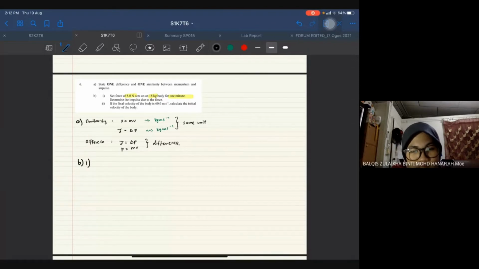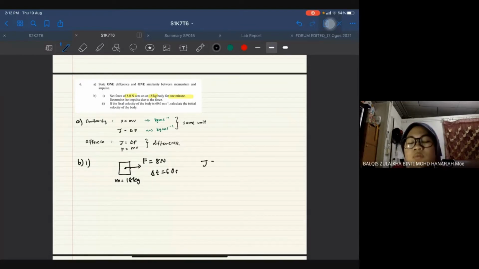Okay, so F net, 8 Newton, let's say we assume that it is moving in this direction. Okay, and then we have a body, 18 kilogram. Mass is equal to 18 kilogram. Force equals to 8 Newton. The delta T is equals to 60 seconds. And so basically I just take out the information. I write it down in terms of SI unit. Okay, so the question wants to find the impulse. Sorry, determine the impulse due to the force.